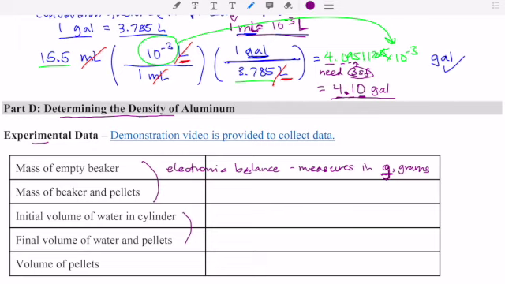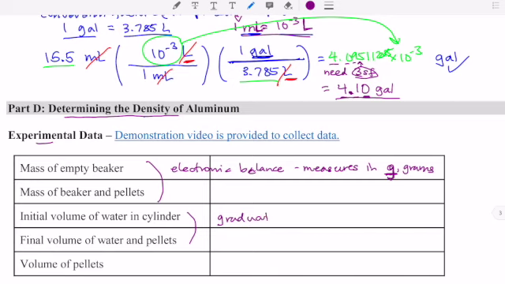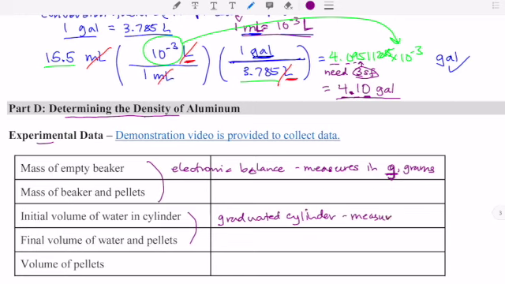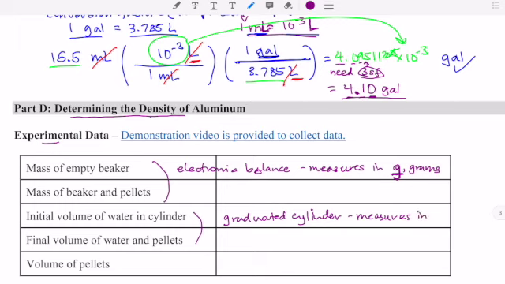Okay. Then you have the volume of water in the cylinder before you add the pellets, then after. This is using a graduated cylinder, and the graduated cylinder measures in milliliters. So that's milliliters, writing that out, and that's units of volume. So you can determine the volume of the pellets by difference.